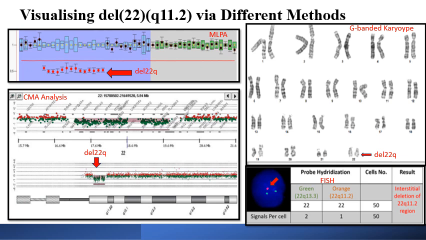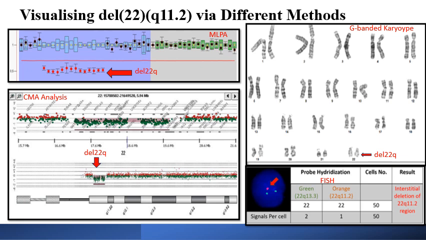Finally, at the bottom right, we have FISH. And this technique, as I mentioned, uses fluorescent probes to specifically target the region of interest, such as in 22q11.2. This shows up as a missing signal when a deletion is present. Now, FISH is highly accurate for specific regions and can confirm a deletion, but it doesn't provide information on the rest of the genome like a CMA does.